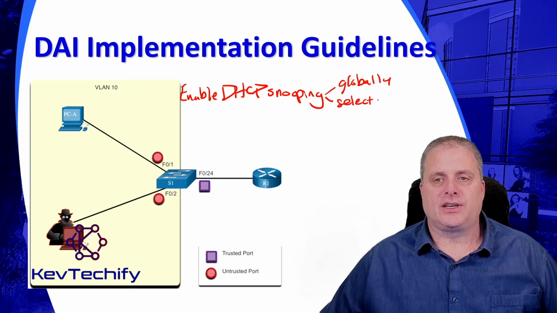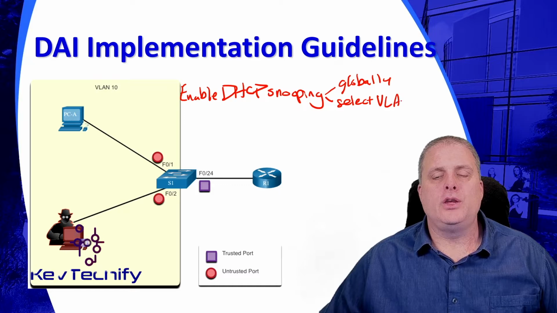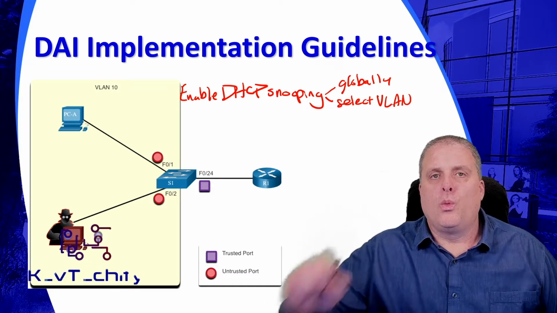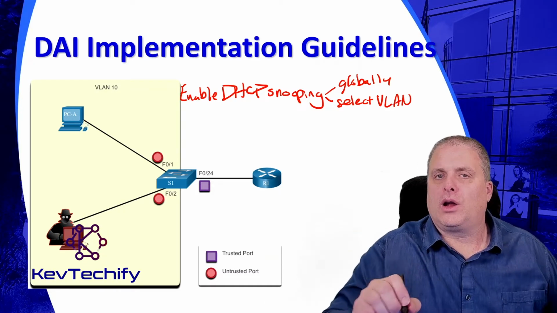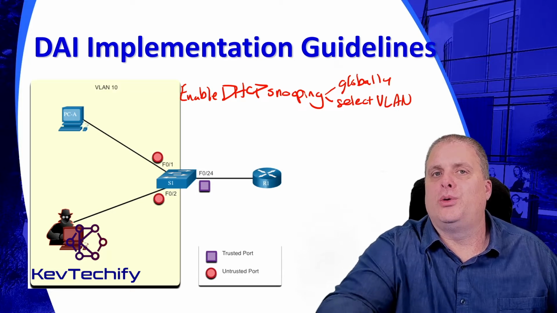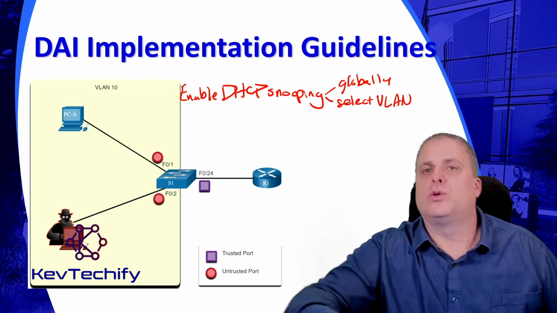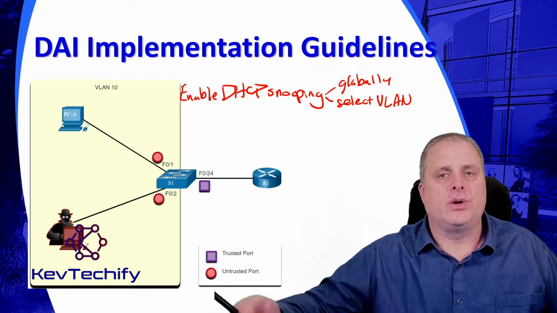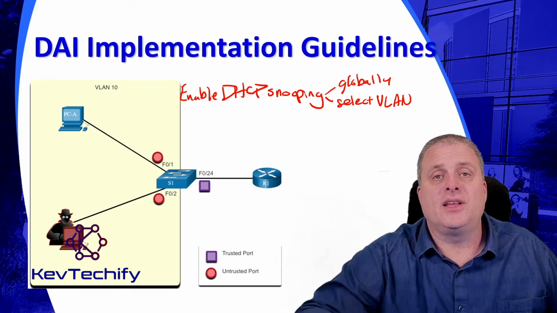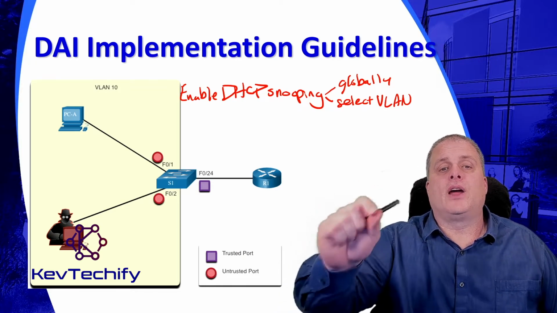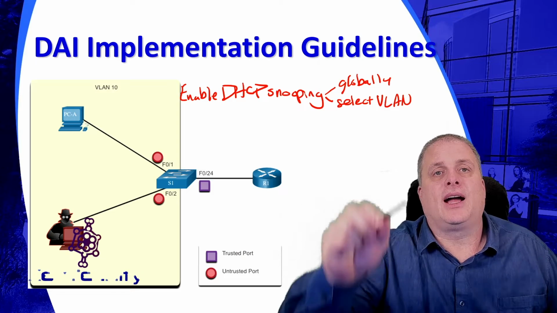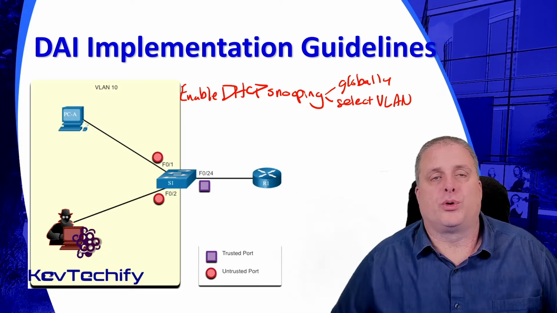VLANs specifically where end users can connect in, where the threat actor could walk up and plug his device into a port on the wall that goes into a port on your switch and into that VLAN. You want to make sure you've got DHCP snooping turned on for those VLANs that those ports connect to.